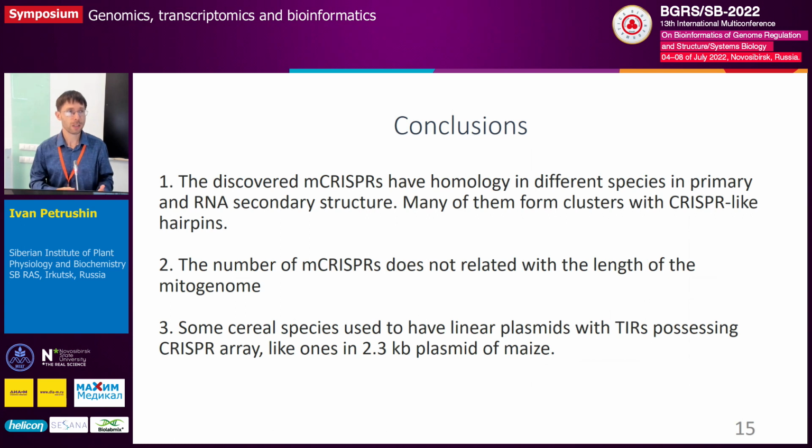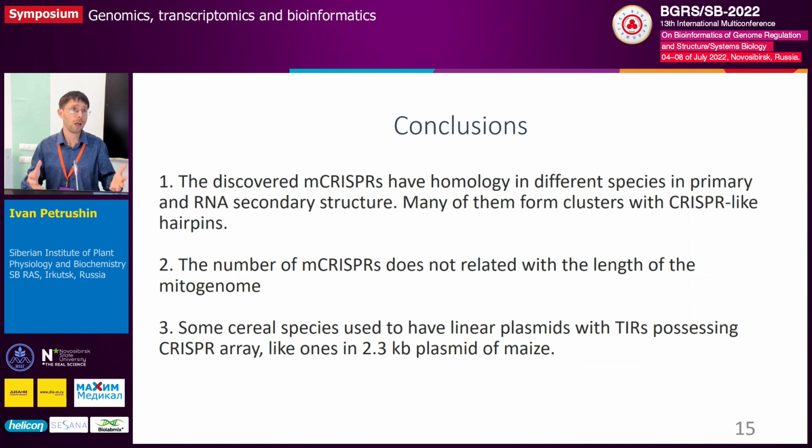We can suggest that this system has the same function as the bacterial ones. The number of these CRISPR arrays does not relate to the mitochondrial genome size. Some cereal species used to have linear plasmids with terminal inverted repeats possessing the CRISPR array, like the ones described for maize: three plasmids, and one of them linear, 2 to 3 kilobases in size.